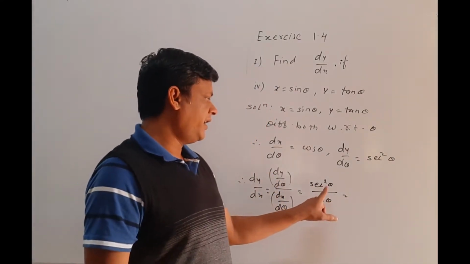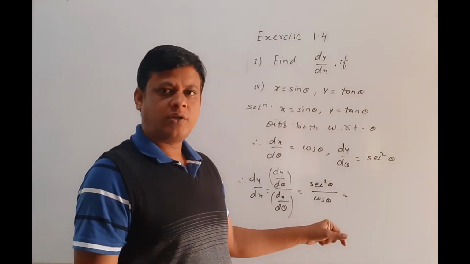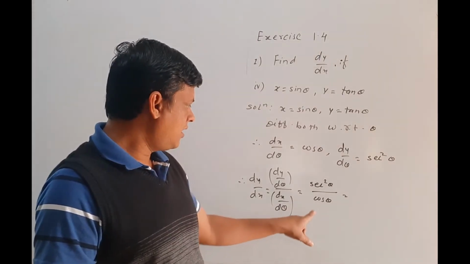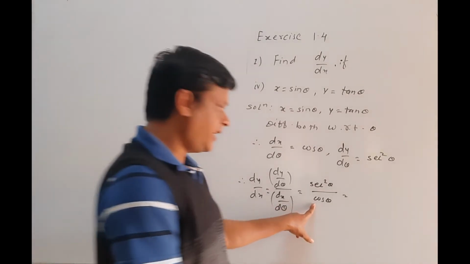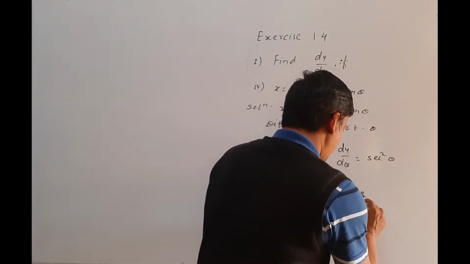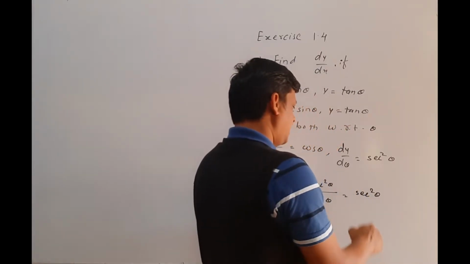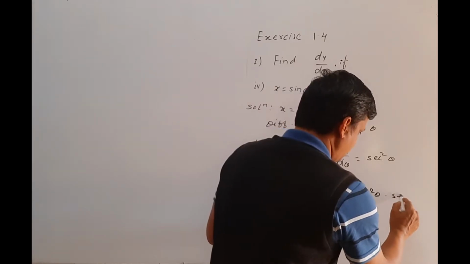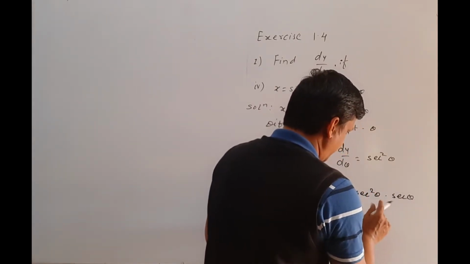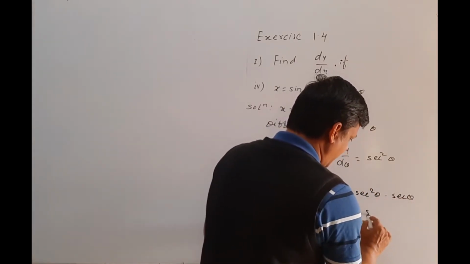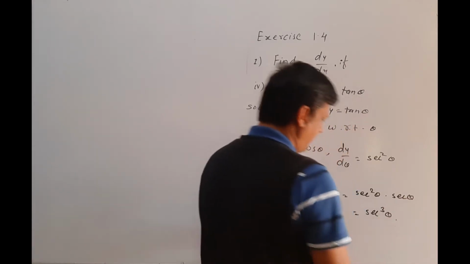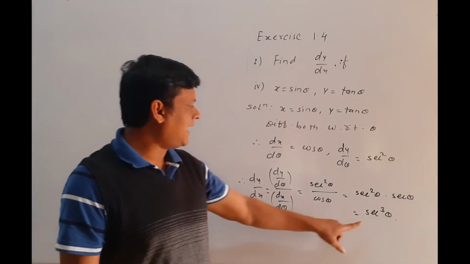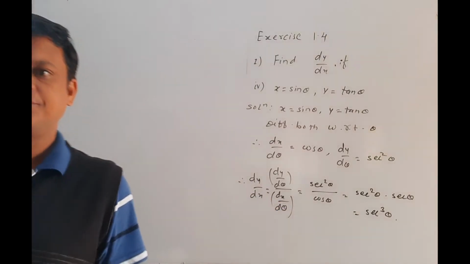So you can write this sec square theta as 1 upon cos square theta, or 1 upon cos theta as sec theta. So we write the numerator as it is, that is sec square theta, and this 1 upon cos theta we write as sec theta. So we write here sec square theta into sec theta as sec cube theta. So here we get the derivative dy by dx as sec cube theta.